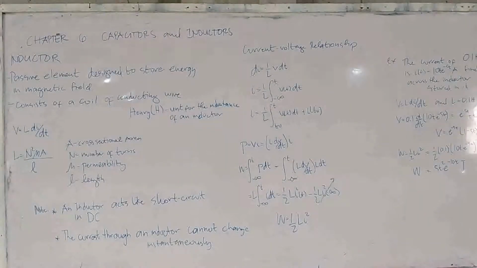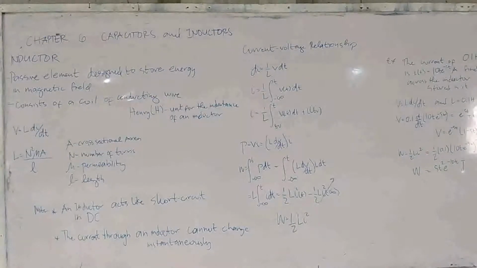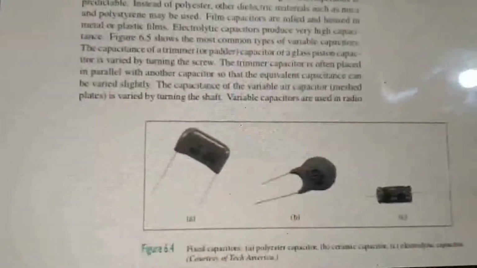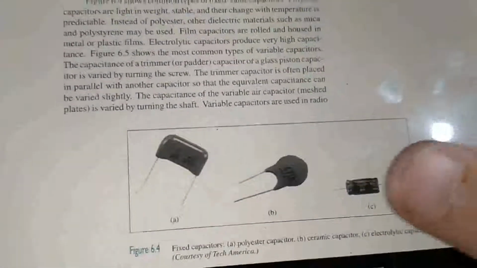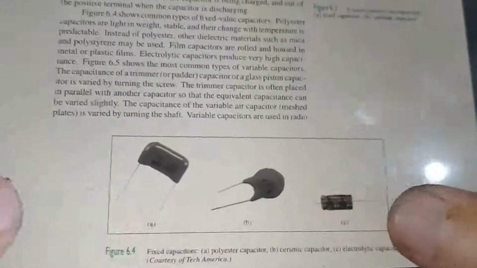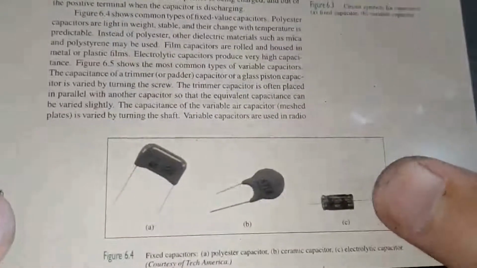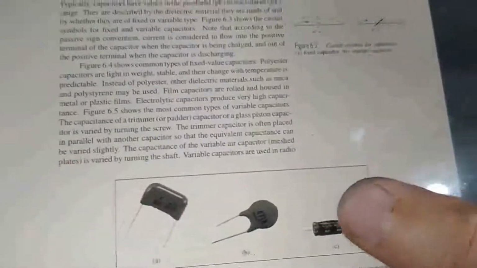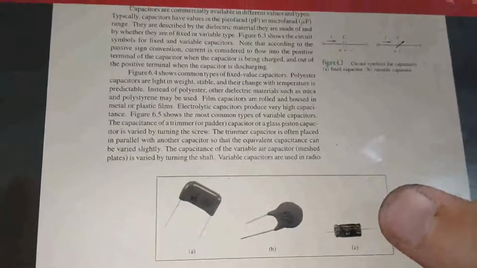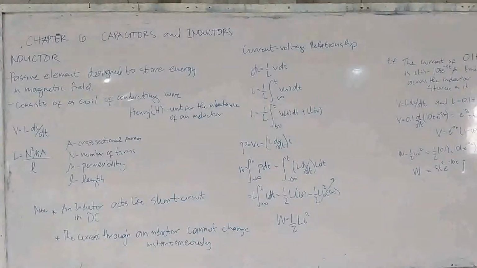While for the capacitor, we have a number of examples. As you can see, we have this one, the mylar capacitor, or we can say polyester capacitor. We have the ceramic capacitor, and also the electrolytic capacitor. This one has no polarity, while the electrolytic has polarity, meaning positive and negative. So now let's continue.